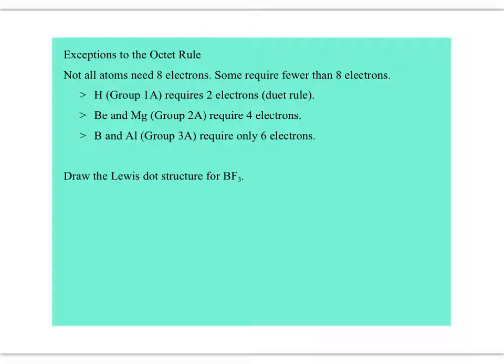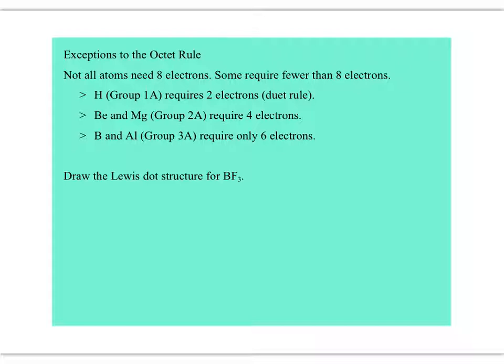There are some exceptions to the octet rule. Not all atoms require 8 electrons. Some take less. So hydrogen from group 1A requires only 2 electrons. That's also referred to as the duet rule. Beryllium and magnesium, although they are metals, are sometimes seen in molecules because of the higher electronegativities that they have for their group. And boron and aluminum, same kind of thing. Beryllium and magnesium only need 4 electrons instead of 8, and boron and aluminum need only 6 electrons.